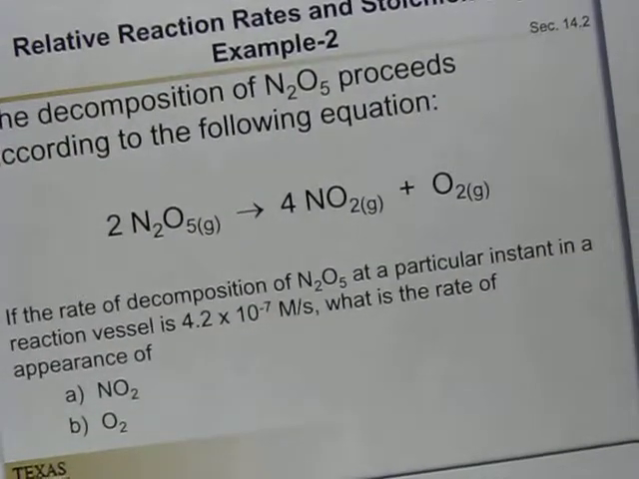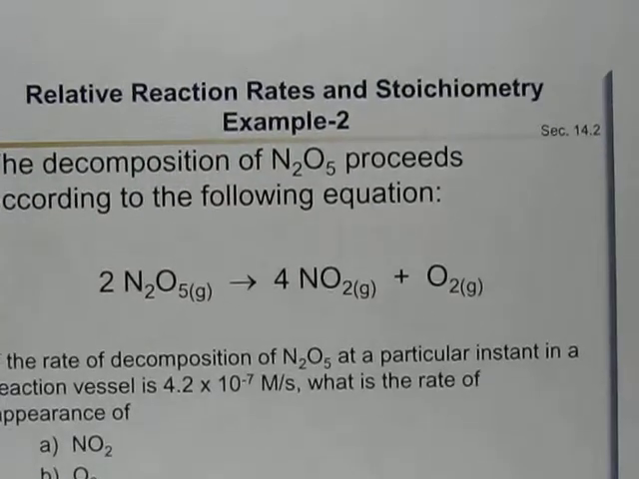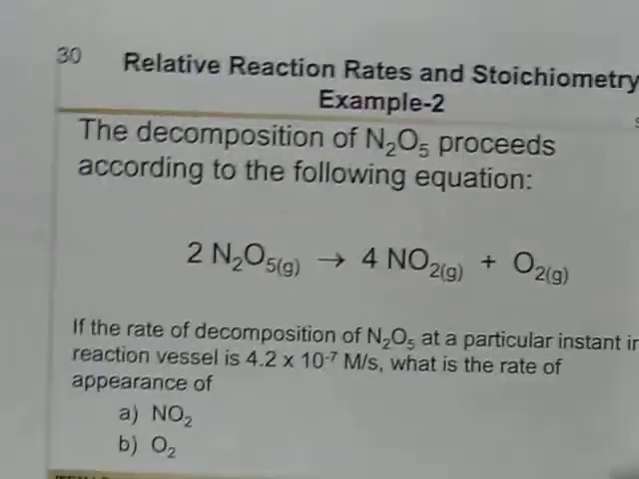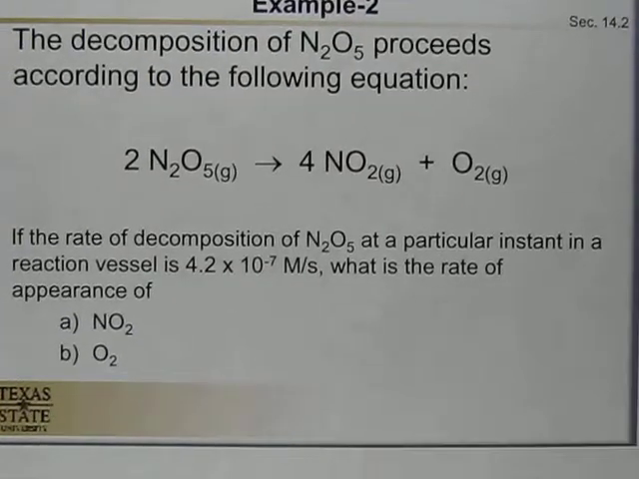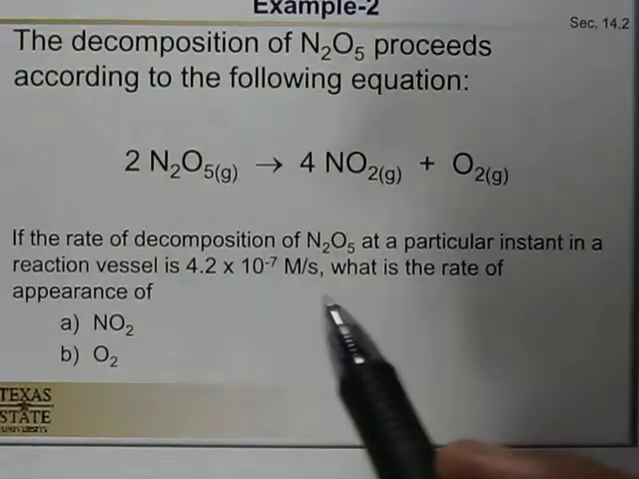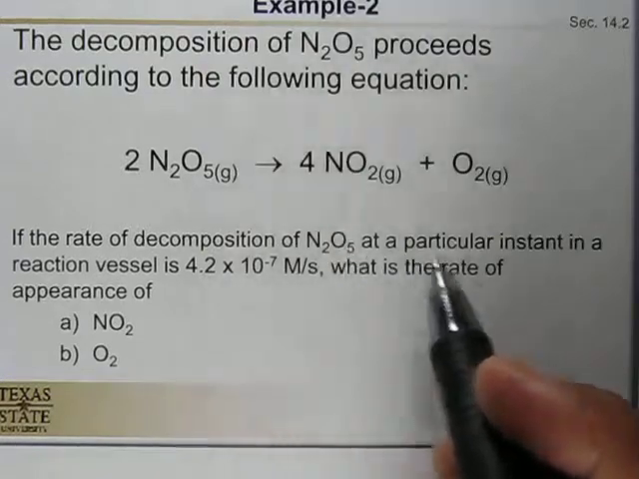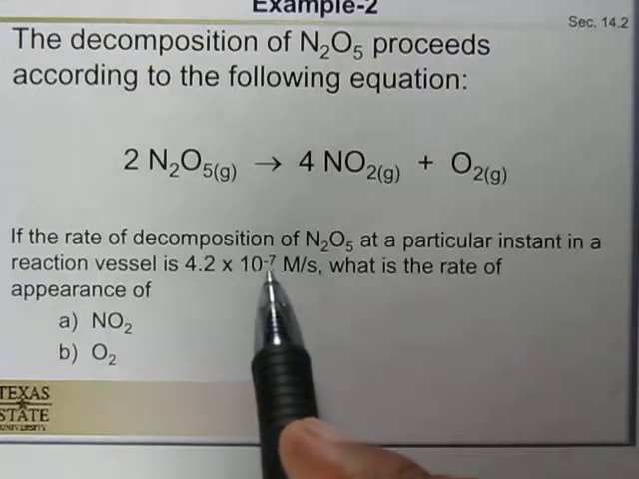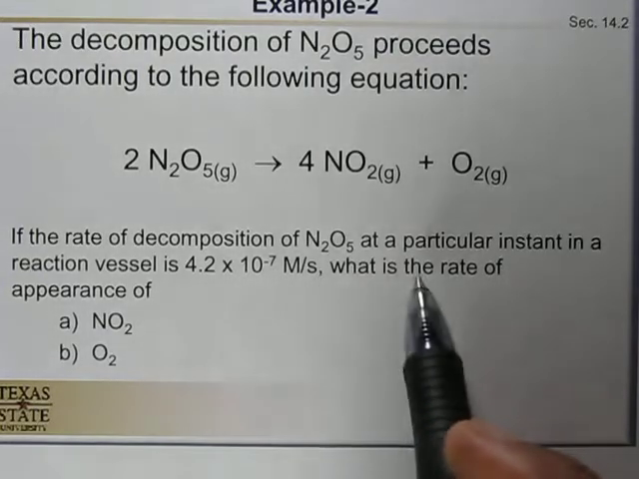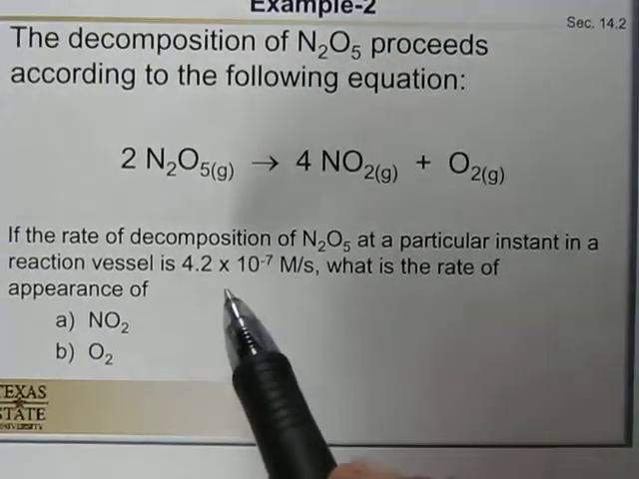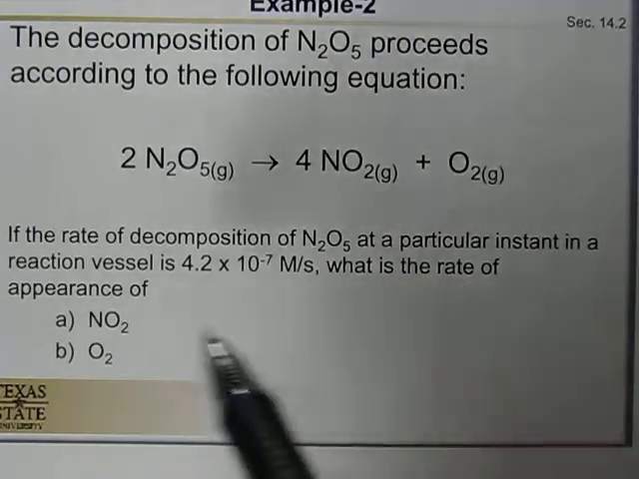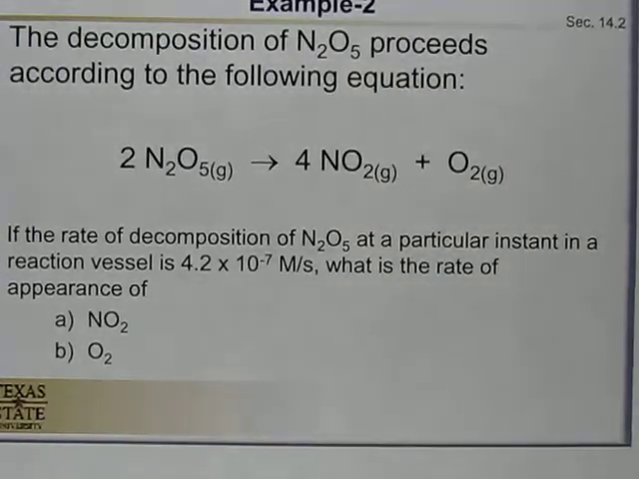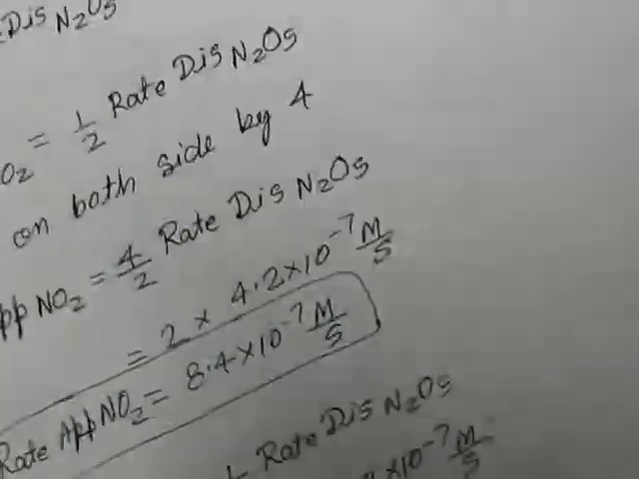And another question was this one, where the decomposition of N2O5 was given. In this question, at a particular instance in the reaction vessel, the rate of disappearance of N2O5 is 4.2 times 10⁻⁷ molarity per second. So the N2O5 disappearance rate is given, and we have to find the rate of NO2 and oxygen. So how will we calculate this?